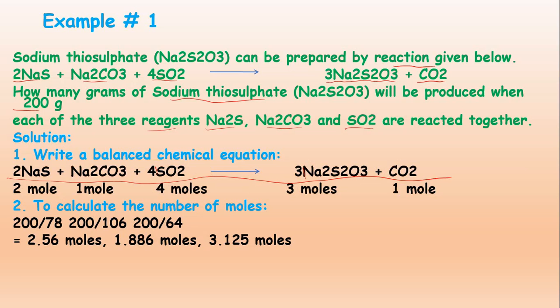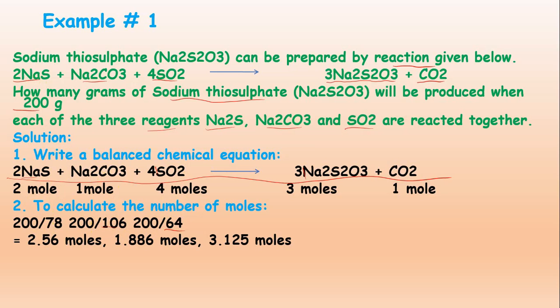Then the second step is to calculate the number of moles. How can we calculate the number of moles? By given mass divided by the molar mass. The given mass for all these reactants is 200, and then we will divide it by the molar mass, the Ar or Mr, of these compounds. That will be 78 for sodium sulfide, 106 for sodium carbonate, and 64 for sulfur dioxide.